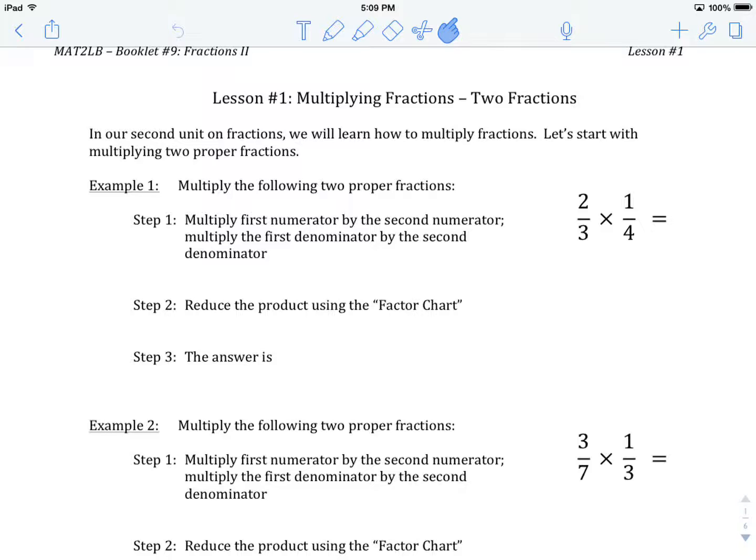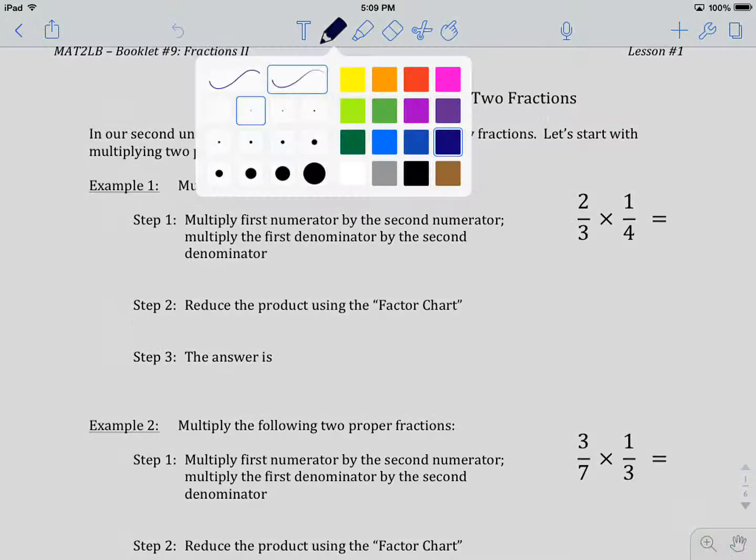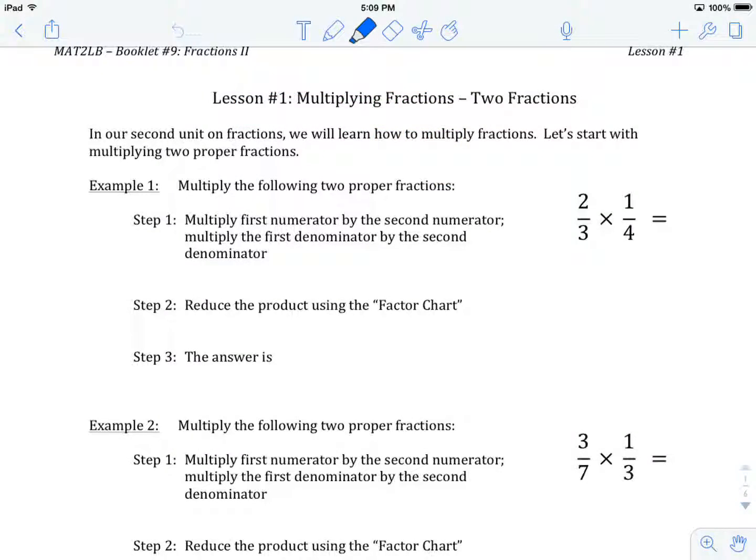So in terms of multiplying fractions, in example 1, you'll see there are 3 steps to what we are after. So let's start in with example number 1. Multiply the following 2 proper fractions. The first step, it says there, is to multiply the numerator by the numerator. So let's start by finding those.